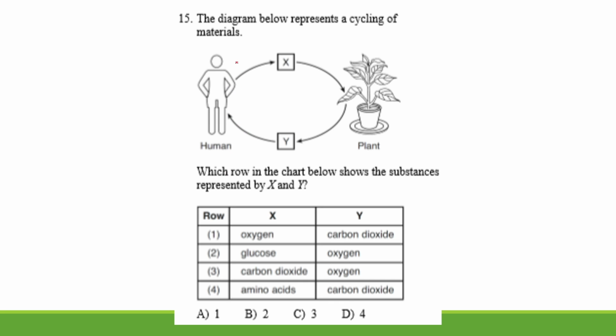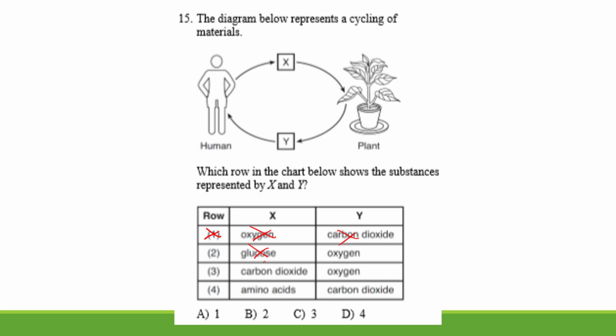The human giving off oxygen and the plant giving off carbon dioxide. We know that humans need oxygen, so we should have the oxygen coming into them, not coming out. So it's not going to be row 1. The human giving off glucose and the plant giving off oxygen: we know that plants make their own glucose, so they wouldn't be taking the glucose from a human.